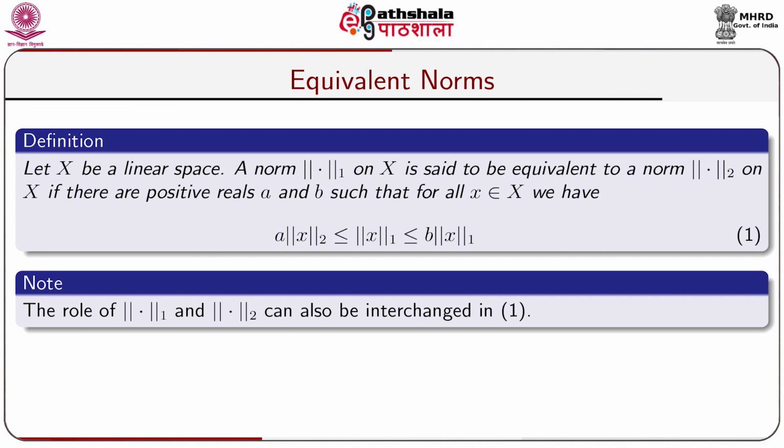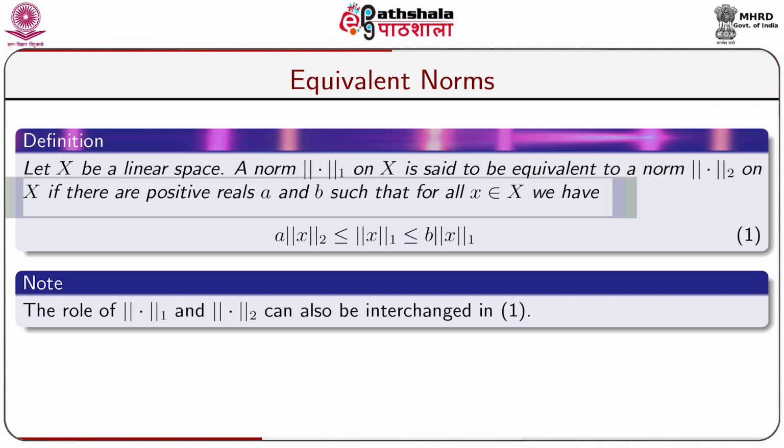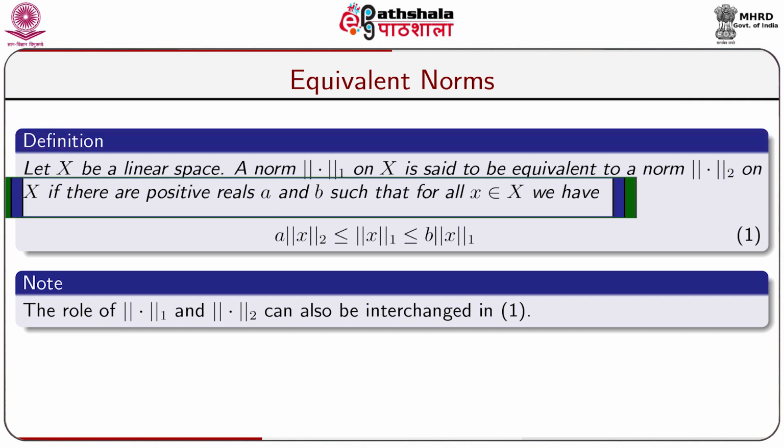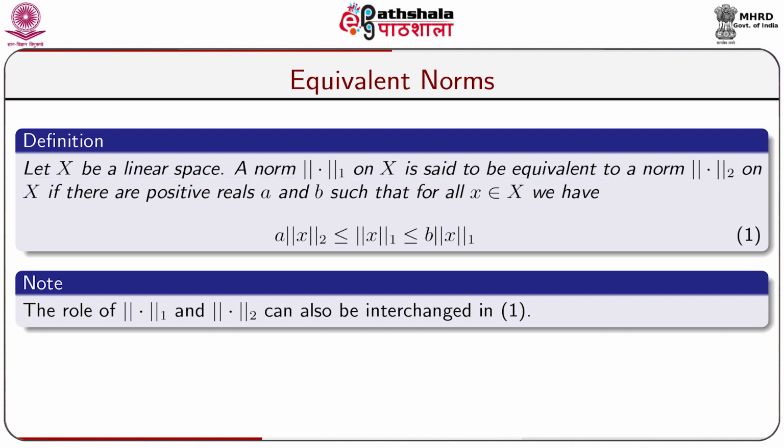First of all, we shall define equivalent norms. Let X be a linear space. A norm, norm 1 on X, is said to be equivalent to a norm, norm 2 on X, if there are positive reals a and b such that for all x belonging to X, we have a times norm of x under norm 2 is less or equal to norm of x under norm 1 is less or equal to b times norm of x under norm 2. This is equation number 1. Note that the roles of norm 1 and norm 2 can also be interchanged in equation 1.